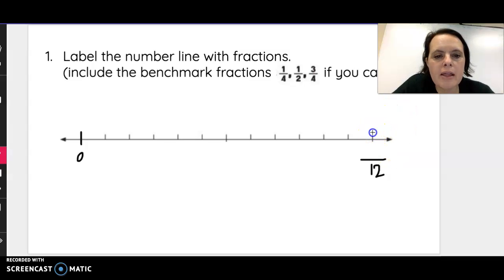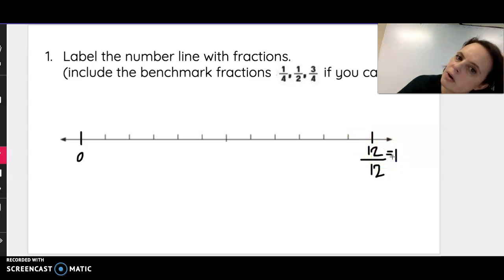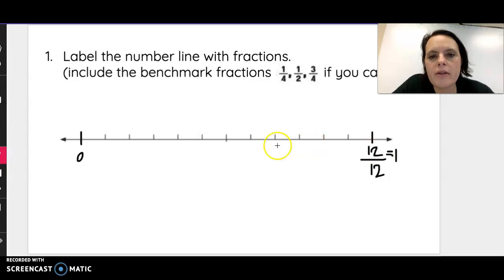Then if we are at this dash, we know that's 12 out of 12. That's 1, right? If we went all the way over here, that equals that number. Now, we want to fill in where the other ones are. So we can see this would be right in the middle. So this would be 6 out of 12, or 1/2. This would be 3 out of 12, or 1/4.